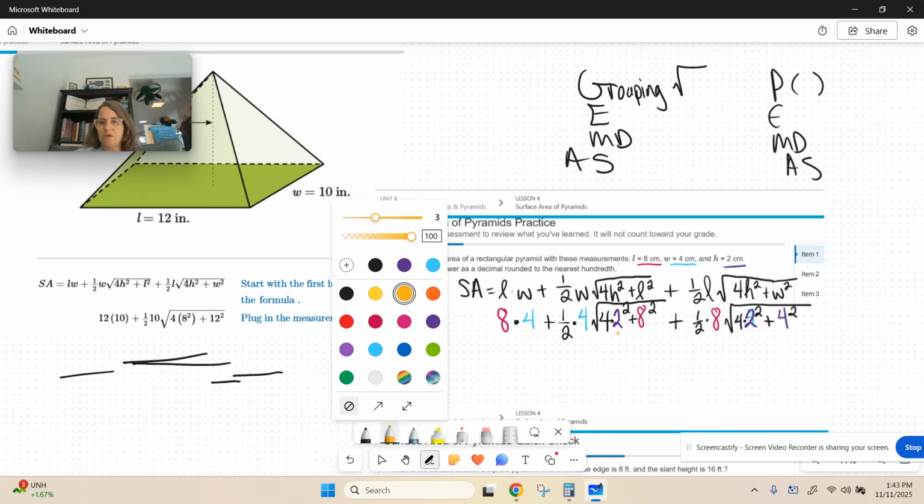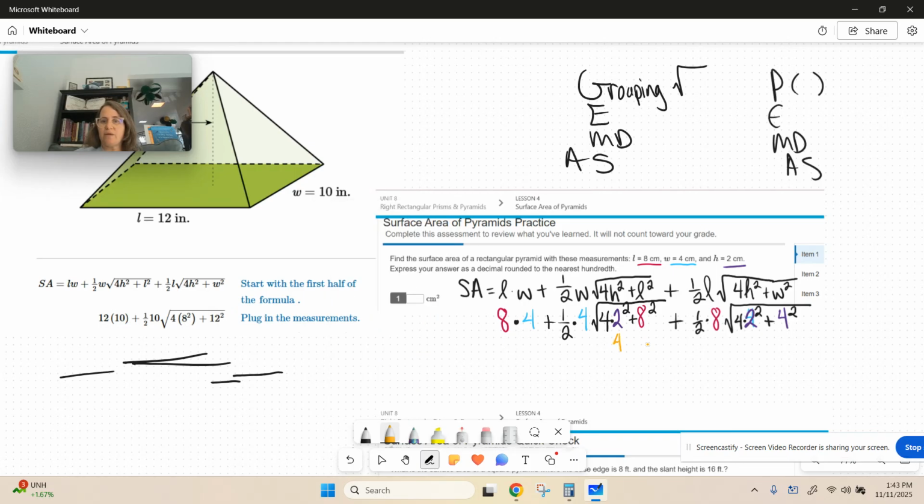So the first thing I'm going to do is the exponent. 2 to the second power is 4. 8 to the second power is 64. And then over here, I've got 2 to the second power, still 4. 4 to the second power is 16. I'm going to bring everything else down. All the other stuff is still with me, and I'm not going to work on it yet because I want to work one step at a time.